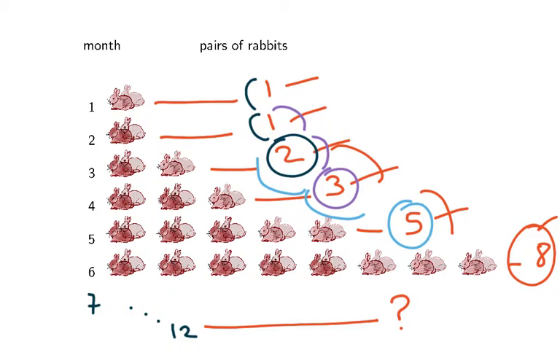So you can figure out how many is going to be in the month 7, right? So it's going to be just 5 plus 8. So it's going to be 13. And so you can figure out in the months 8, 9, 10, 11, and 12.